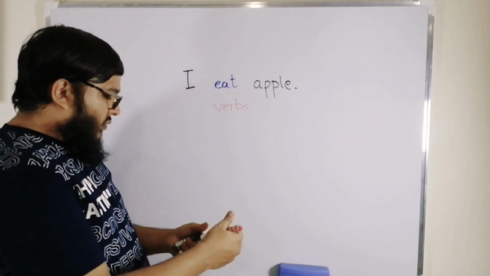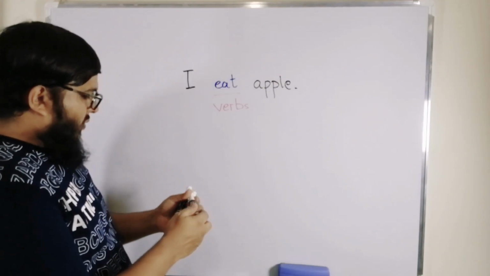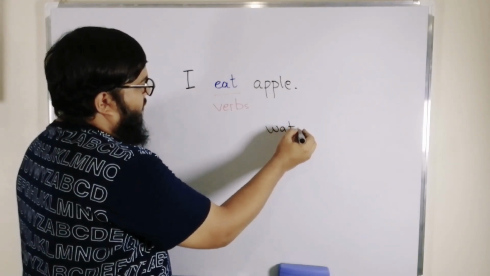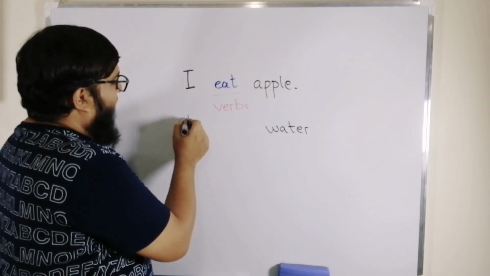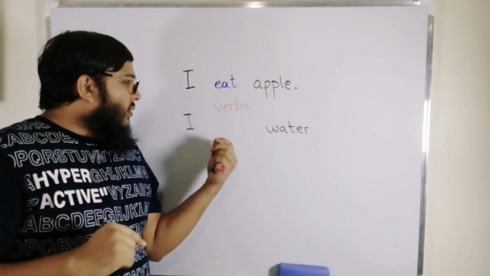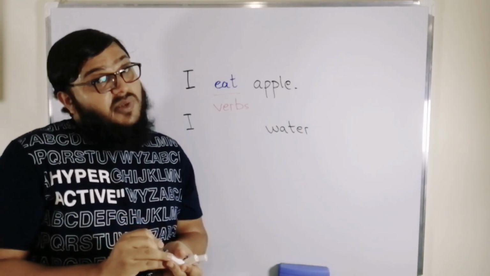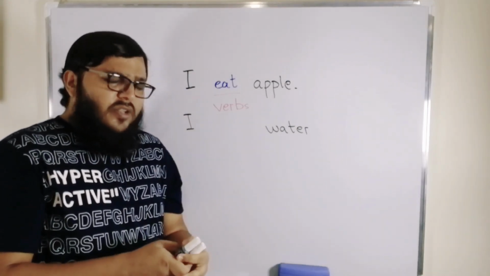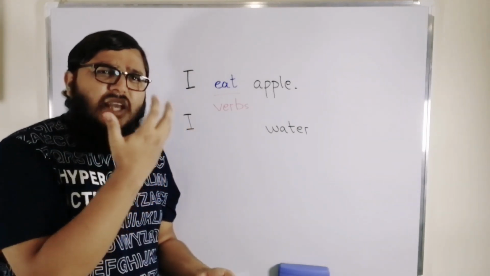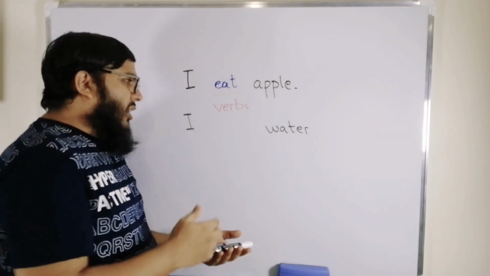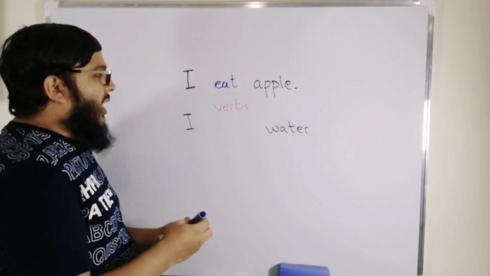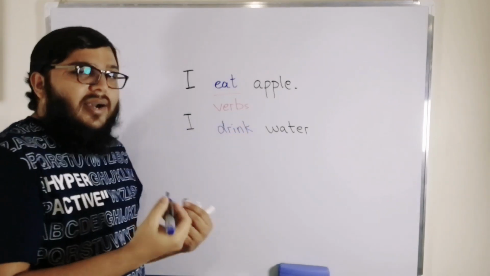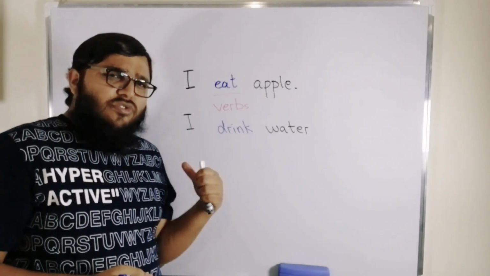So if I change this word and I say "water," and I use myself again here, "I." If I say "I water," again, it doesn't make any sense to you. So what is missing here is a verb. Which verb do you think can be appropriate here in the sentence? You would perhaps say "drink." I drink water. So drink is a verb.